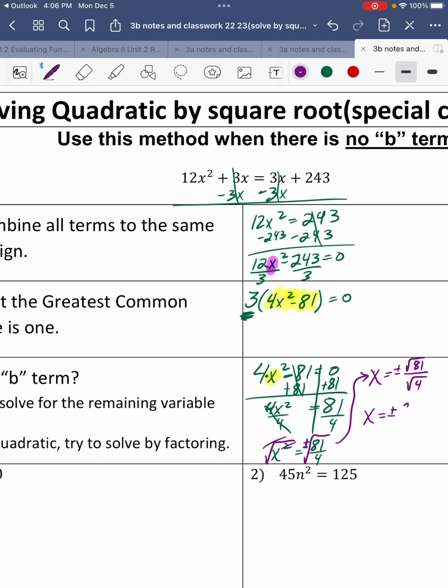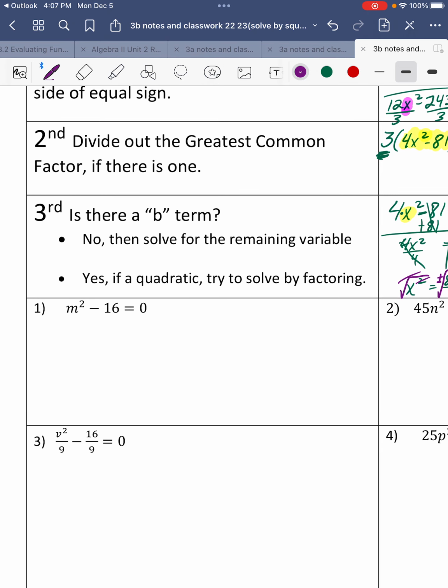Square root of 81 is 9. Square root of 4 is 2. So we have two solutions. You can write it like this, or you can write it as a positive 9 over 2 and negative 9 over 2. Either way is just fine. All right, let's take a look at number 1.